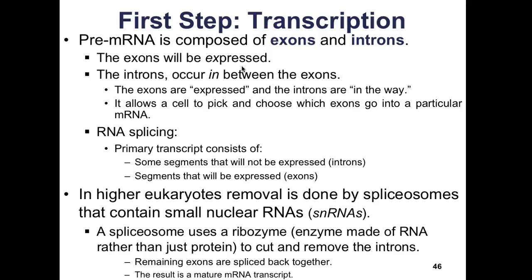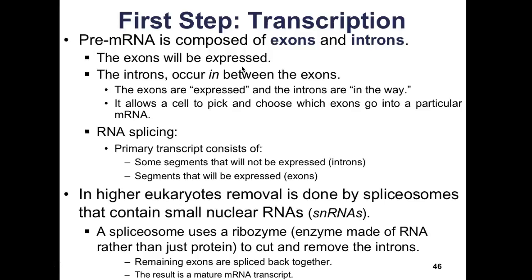In transcription, the pre-messenger RNA is composed of nucleotides called exons and introns. Exons are expressed, introns are not expressed. Often we remember: exons expressed, introns are in the way. The introns occur in between the exons. The exons basically are going to be the nucleotides that carry the message for the translation into a protein. So it allows the cell to pick and choose which exons go into a particular messenger RNA.